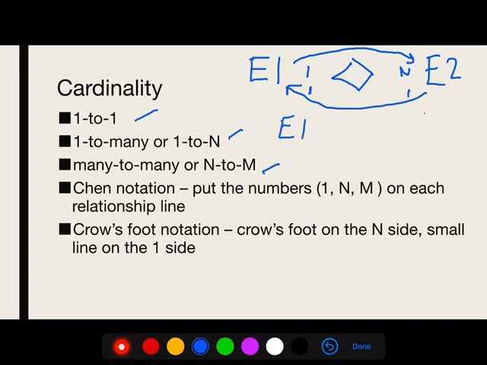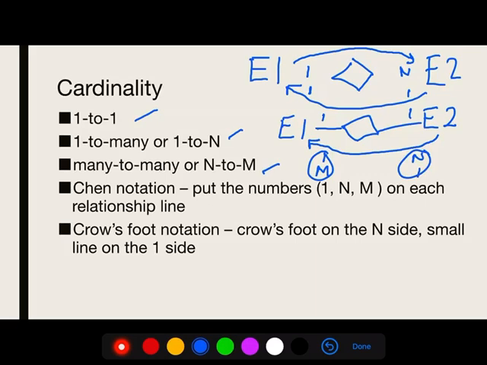If it was one-to-one in both directions, then it's a one-to-one relationship. So one instance of E1 related to one instance of E2, and one instance of E2 related to one instance of E1, we get 1, 1. And then many-to-many means both directions. One instance of E1 can have many instances related in E2, and one instance of E2 may be related to many instances of E1. So if we have one to many going this way and one to many going this way, then it's many to many, many to many.